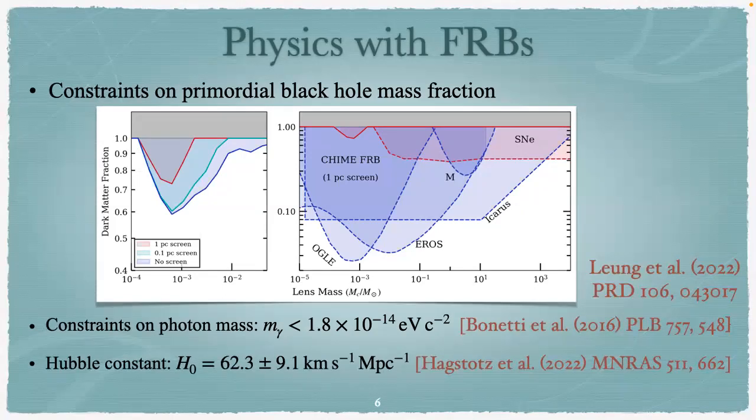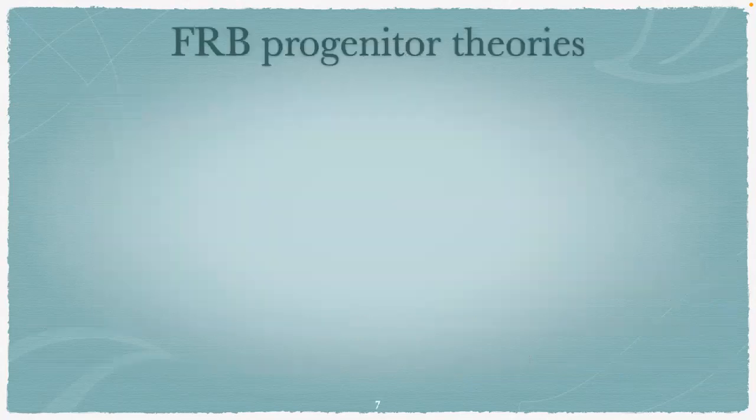And not only this, people have also done many other physics with FRBs. These are 3 examples that I have given you, showing that yes, a lot of physics can be done with the observed FRBs, and people are doing this currently. So, as I said, there are very different theories that can explain FRB progenitors, basically how FRBs are formed.